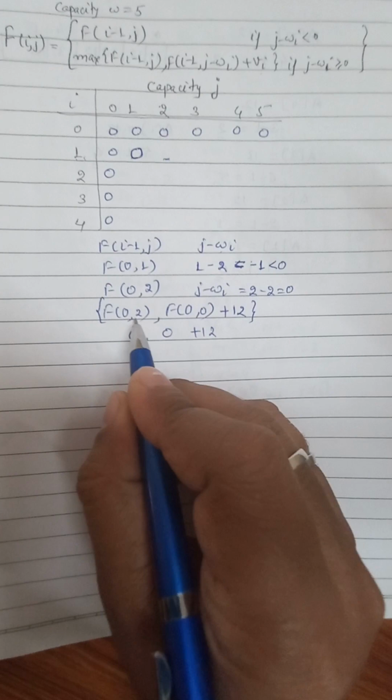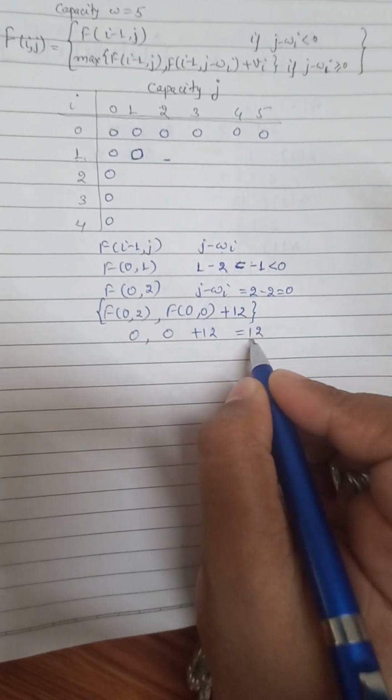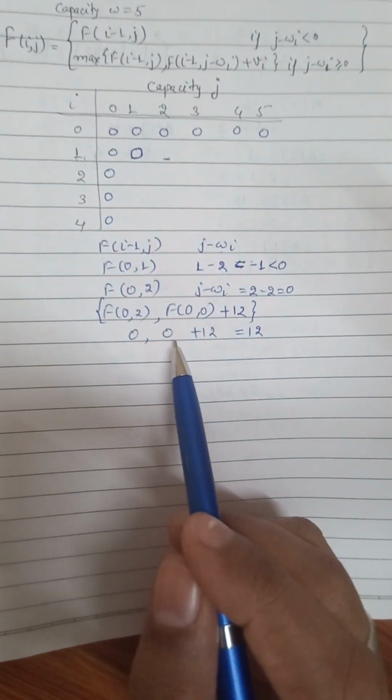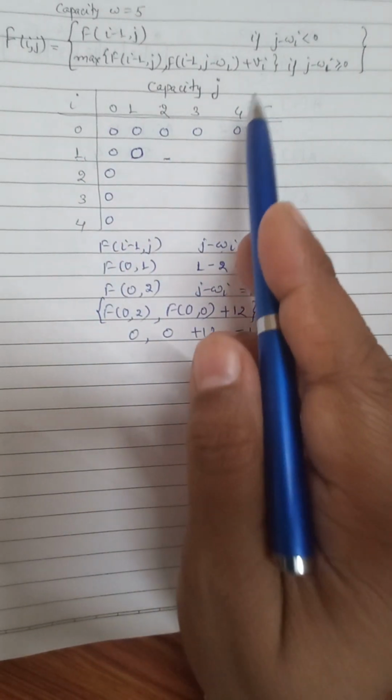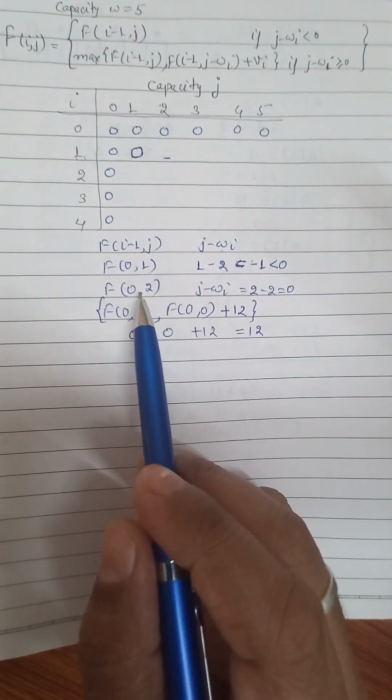So what is the maximum between 0 only, and this is also 12? So what is the value of it? 12. Because the formula is the maximum of these two, between, comma, so its value is 0. So whatever is there, 0 plus vi. The vi value is 12. So its total value is 12. So what we get here is the f02 value.